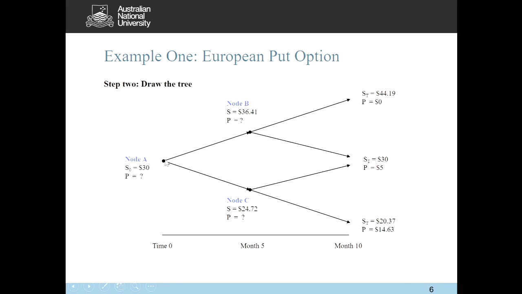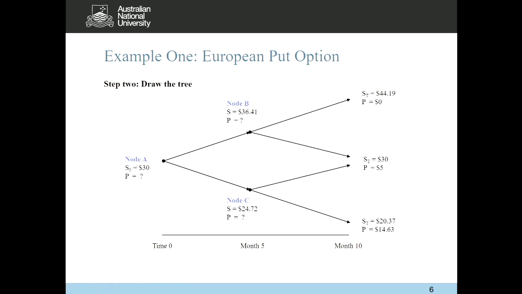Now, if the share price goes down over the next 5 months, then goes down again, we end up with a really low share price, $20.37. So this time we have a deep in-the-money put. If we exercise that deep in-the-money put, we're going to make a whopping payoff of 14.63 cents. So we write down the payoff here.